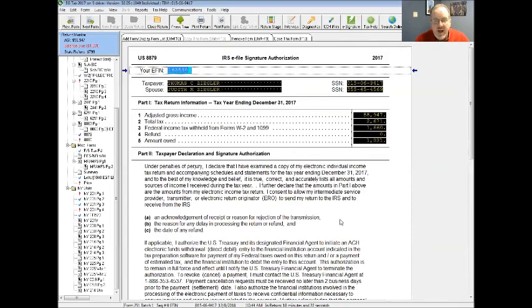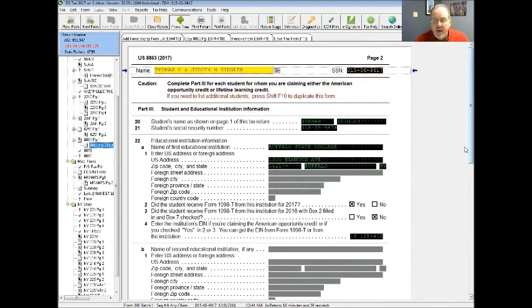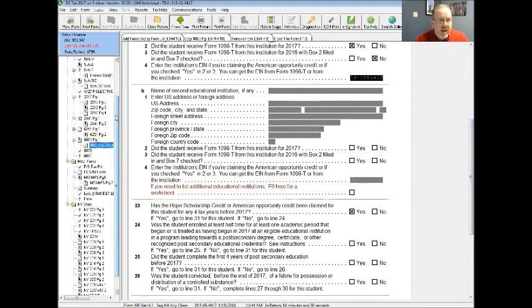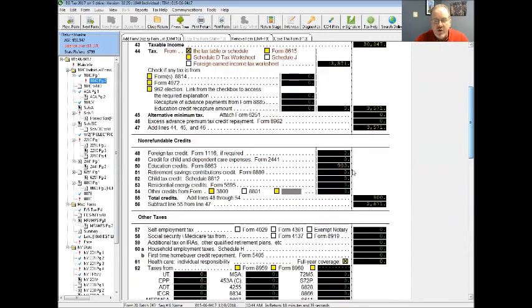All right, so we have that. And whoops, jumped on me, sorry. Okay, so we have that lifetime learning credit. All right, so we have that. Now, to see what it did, we're gonna go back over, and sure enough, there it is. It carried to the 1040 right where we needed it, okay?